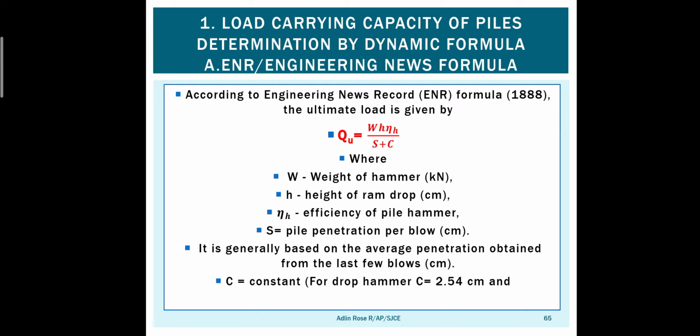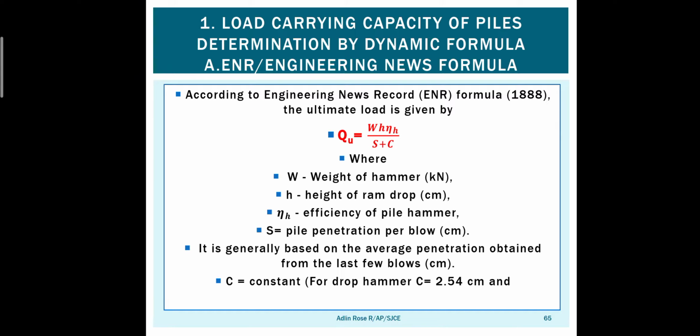If the weight of the hammer is below 10,000 kg, it is going to be a single acting hammer. If it is more than 10,000 kg, it is going to be a double acting hammer. And then take the drop hammer.